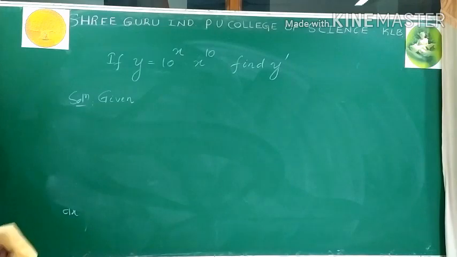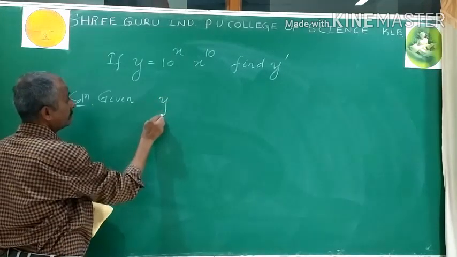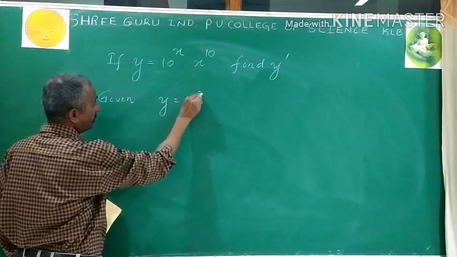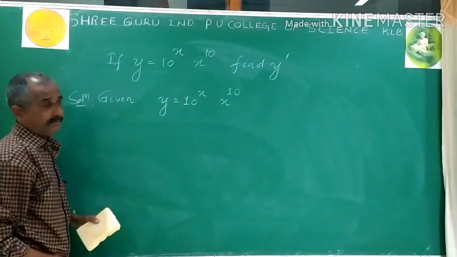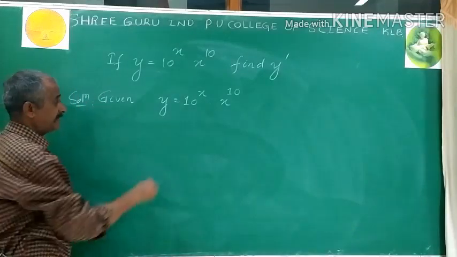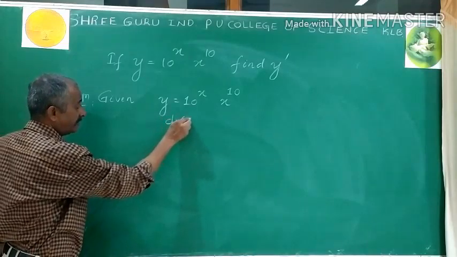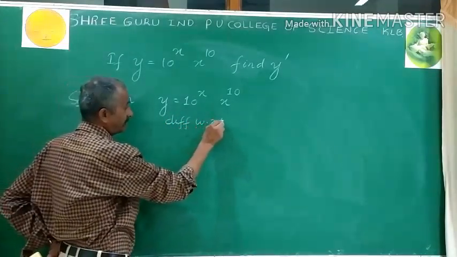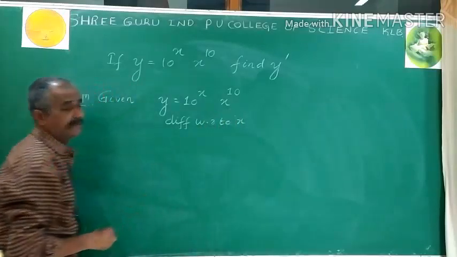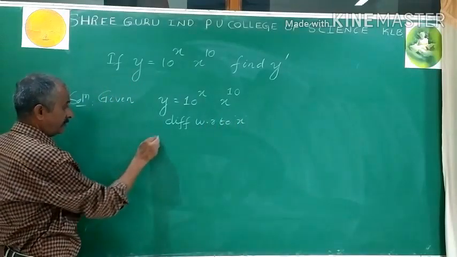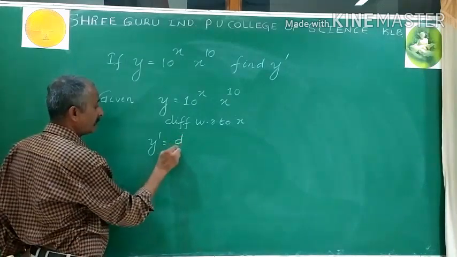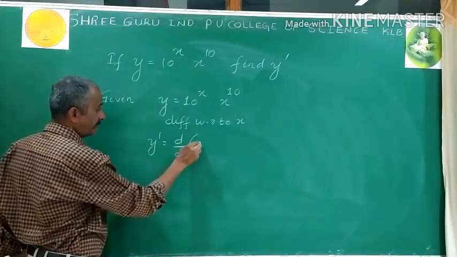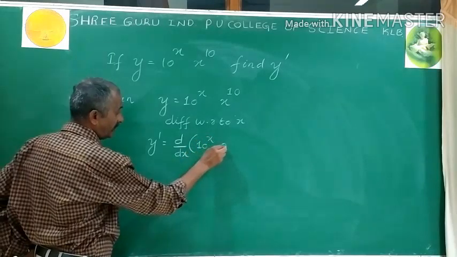Solution. First write the given function. What is the given function? The given function is y equal to 10 to the power of x multiplied by x to the power of 10. We are supposed to find y dash. Hence we write the sentence: differentiating with respect to x. Left side y dash. You can write dy by dx, no wrong in that. Because it is asking y dash, we shall write the symbol as y dash. Right side, symbolic form, d by dx of 10 to the power of x into x to the power of 10.